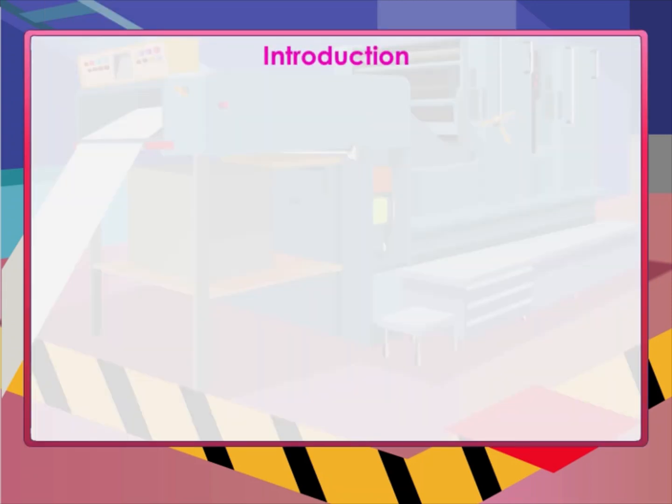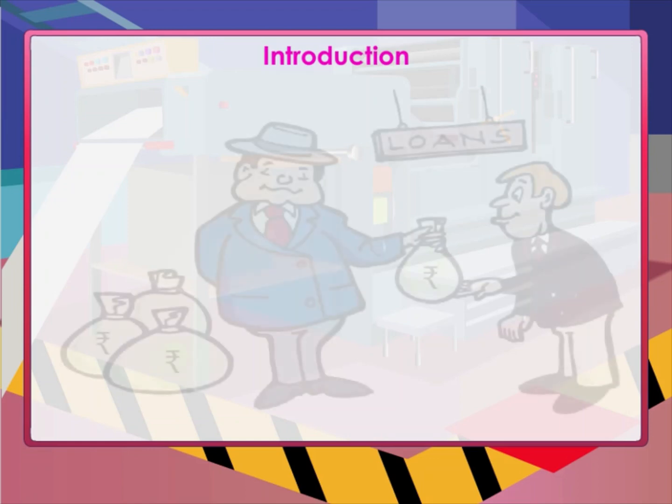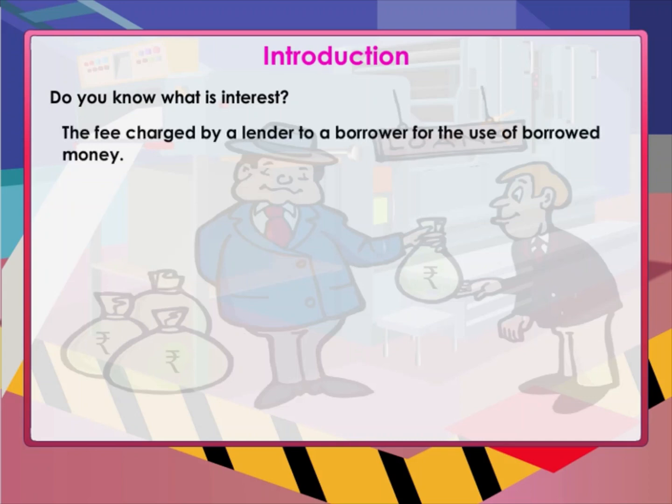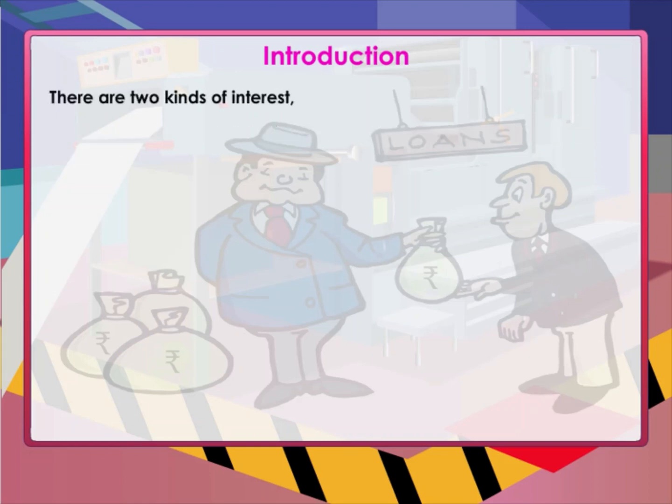Welcome to the chapter Compound Interest. Do you know what interest is? Interest is nothing but the fee charged by a lender to a borrower for the use of borrowed money. There are two kinds of interest, simple interest and compound interest.